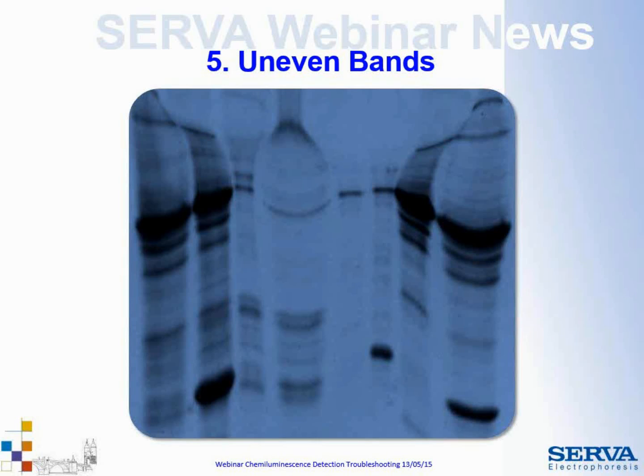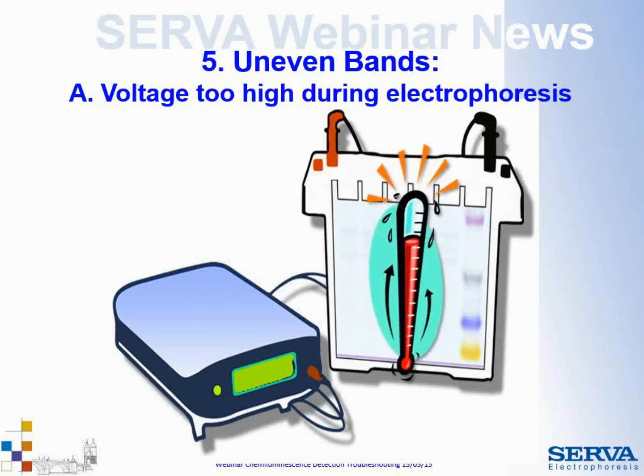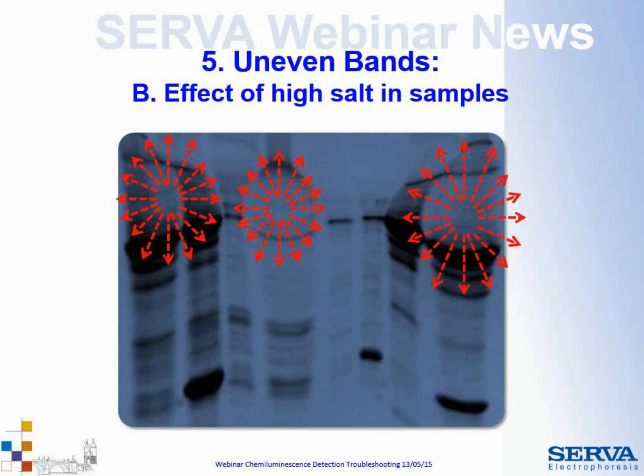And the next issue are the uneven bands. This can not only be a topic of the gel matrix, but also of the samples loaded on the gel. So if the gel matrix gets too much voltage during the electrophoresis, it heats up, and this will cause disturbances in the gel matrix and leads to uneven or disturbed bands. So you have to avoid this.